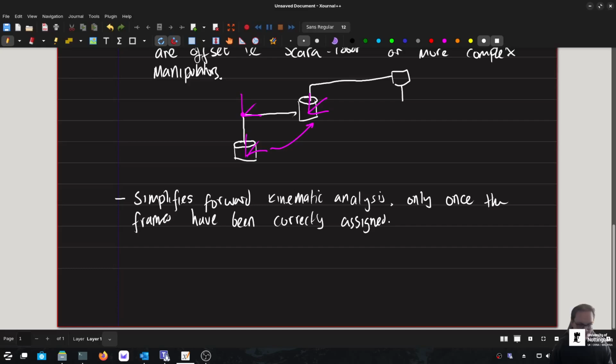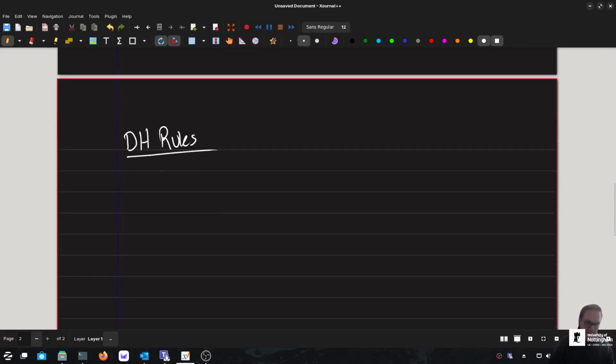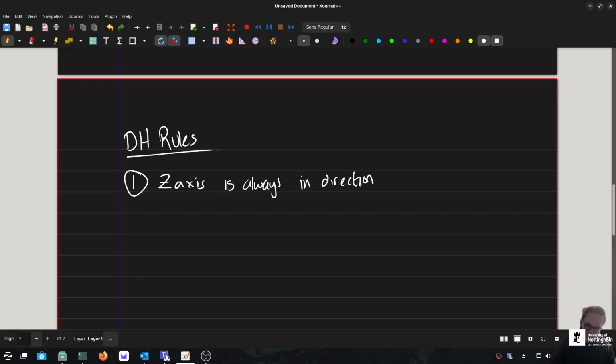Okay, so before we can actually apply the DH algorithm, we need to apply some rules, and there are 4-ish rules, although rule 2 has a few subsets to it. So, how do I add a new page? Oh, press this button. There we go. All right. So, the DH rules. Rule number 1 is the z-axis is always in direction of the joint axis.